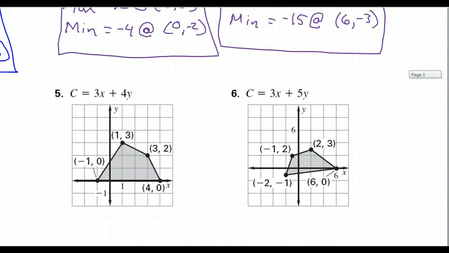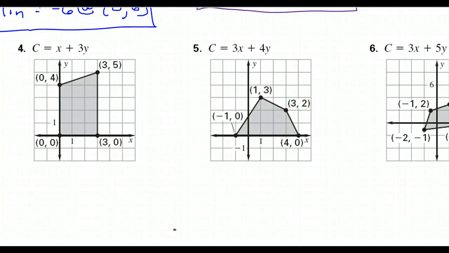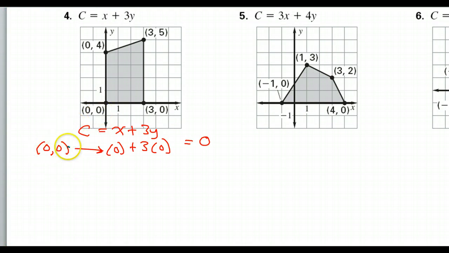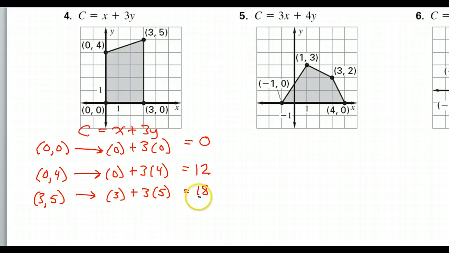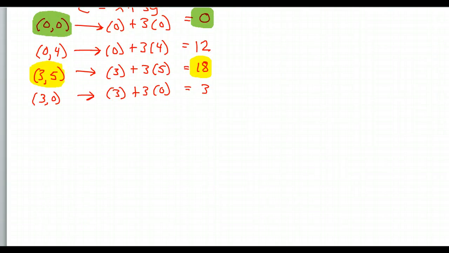Alright, what's next? It looks like we just have a few more of the same type of problem. I think I'm going to do some of this work off camera. That's what you get from 0, 0. And this is what you get from 0, 4. This is what you get from 3, 5. And this is what you get from 3, 0. So we have a minimum value of 0, which came from 0, 0. And then we have a maximum value of 18, which came from 3, 5. So here's how I want you to write your final answer.